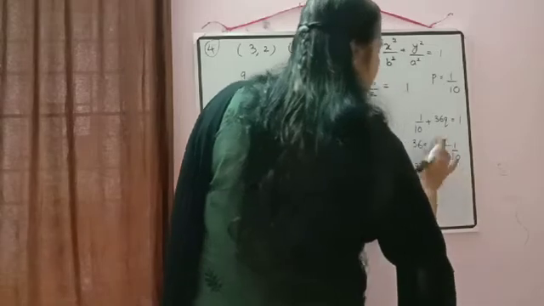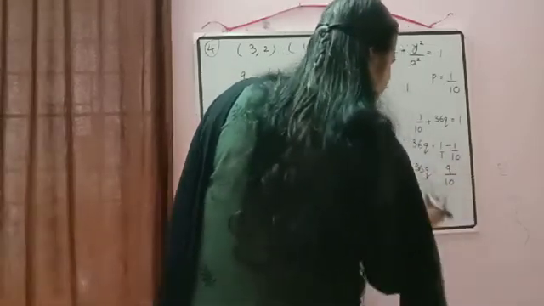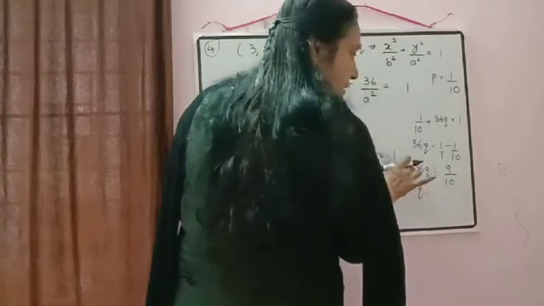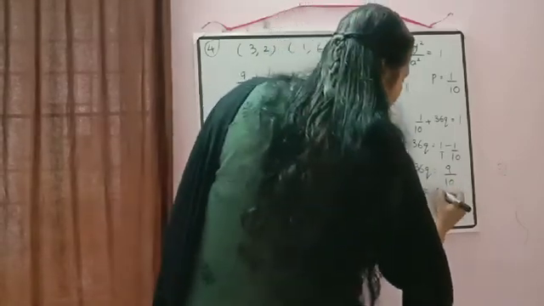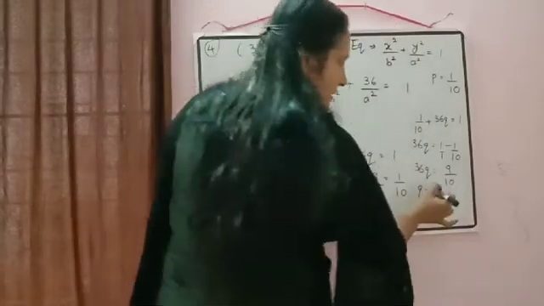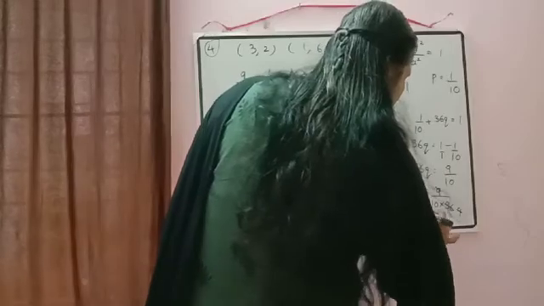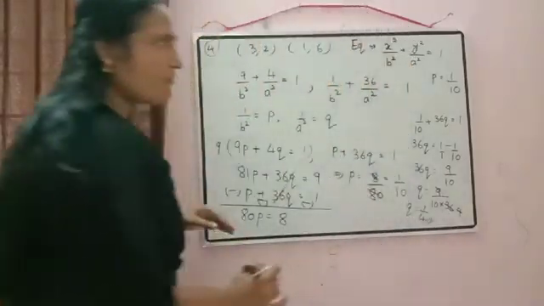Do the cross multiplication. 10 minus 1, 9 by 10. Then q will be equal to, 36 will go to the denominator, so 9 by 10 into 36. 9 1s are 9. 9 4s are 36. So we are getting q is equal to 1 by 40.